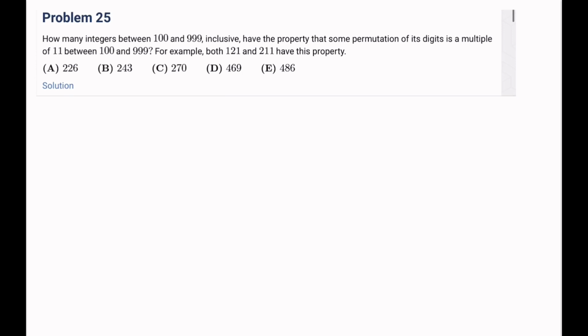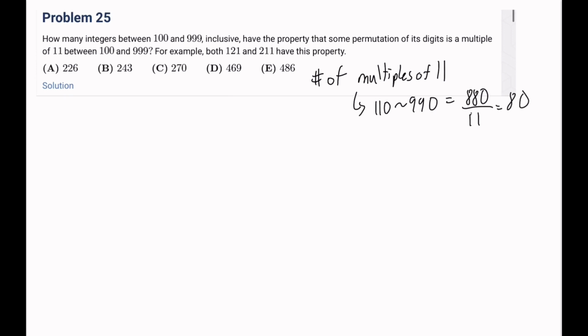Okay, so first let's see the number of multiples of 11 that come between 100 and 999, and so this is from 110 to 990. And so this is 880 divided by 11, which is 80. So there are 80 multiples of 11, right?